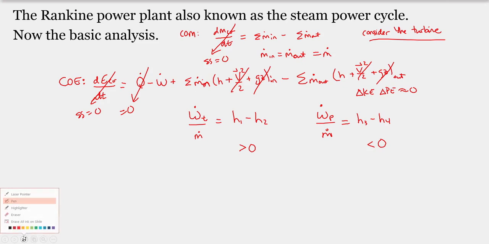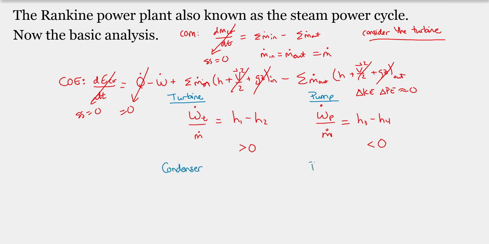Let's do the condenser first, and we're going to go ahead and, in a different color, simplify the conservation of energy equation we've already written down. Now remember, let me go ahead and label everybody here. This is our turbine. This is our pump. And now we're going to derive the appropriate conservation of energy for the condenser. And then here's the boiler.